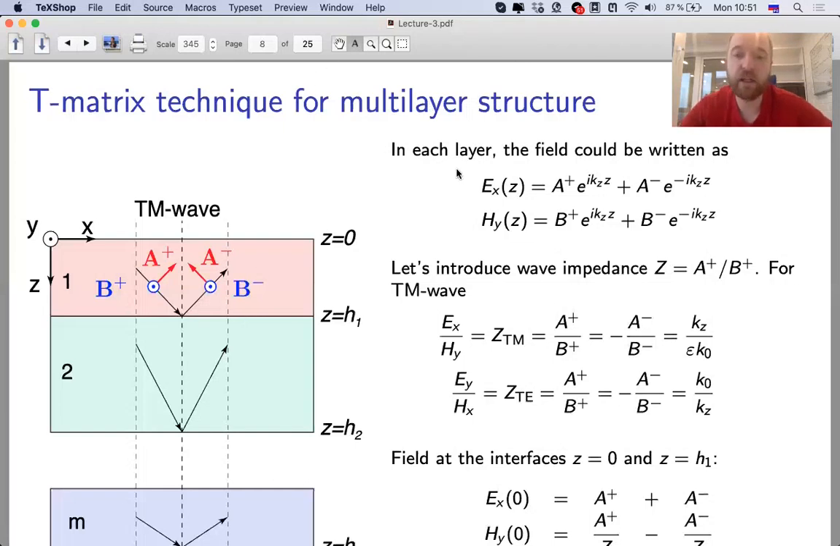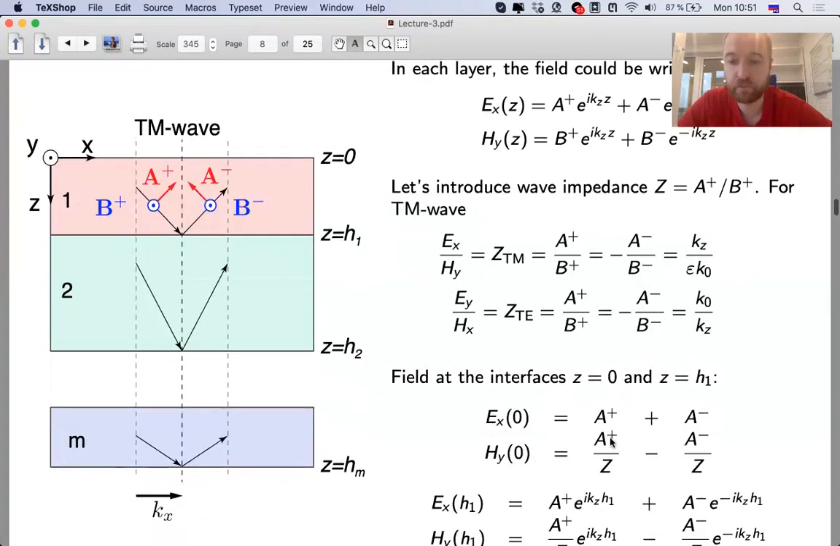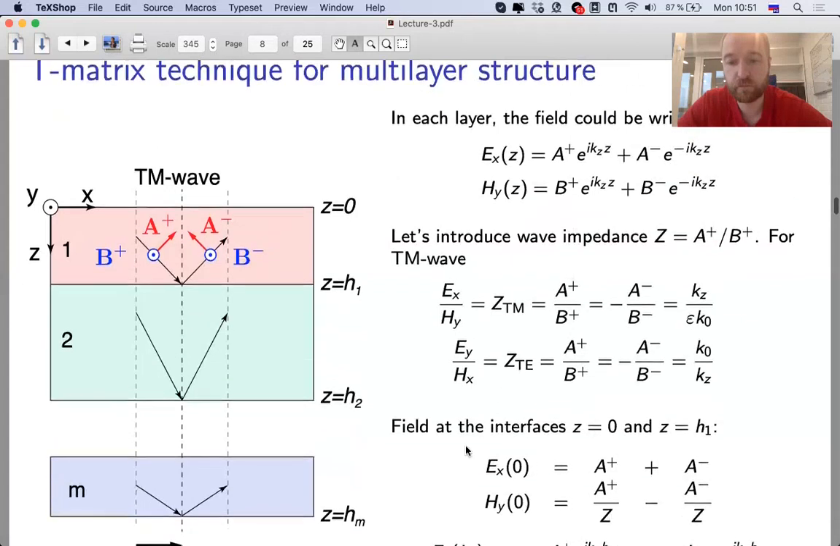Now, guys, let me introduce here to substitute Z equal to zero. In this case, the X component of the electric field will be given as A plus plus A minus. It's here, you see? So it means that this is the total tangential component of the electric field at this interface. And the same story for the magnetic field, HY.